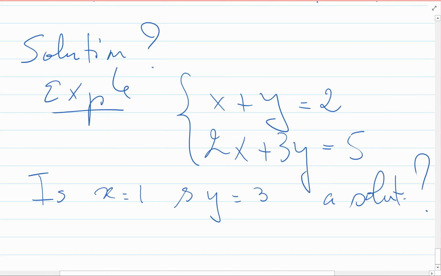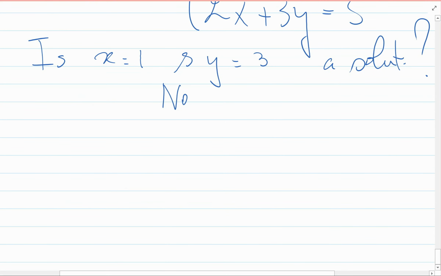That's a question. So we plug it in. What is 1 plus 3 for the first equation, x plus y? 1 plus 3 is 4. It's not equal to 2. Therefore, the answer is no. This is not a solution. You see now? What if I say x equals 1 and y equals 1, is it a solution?